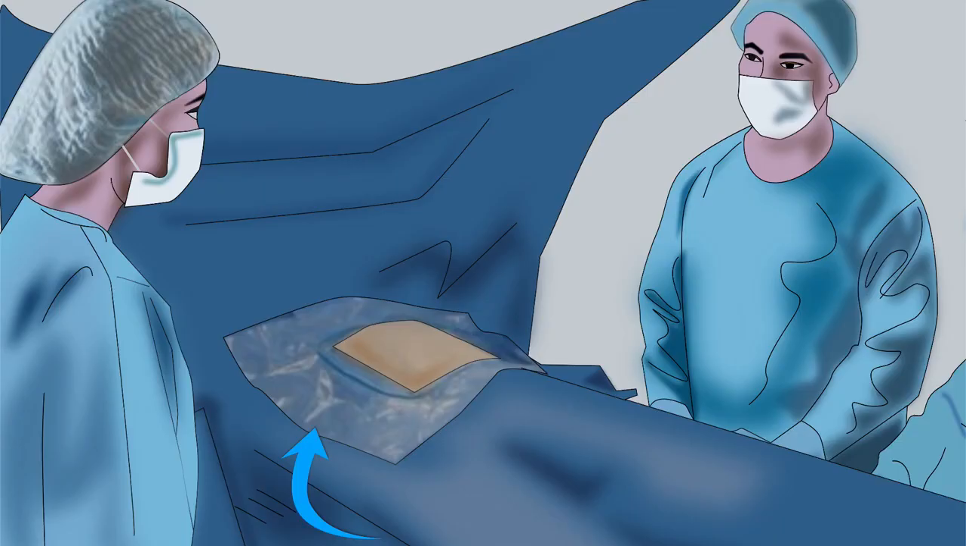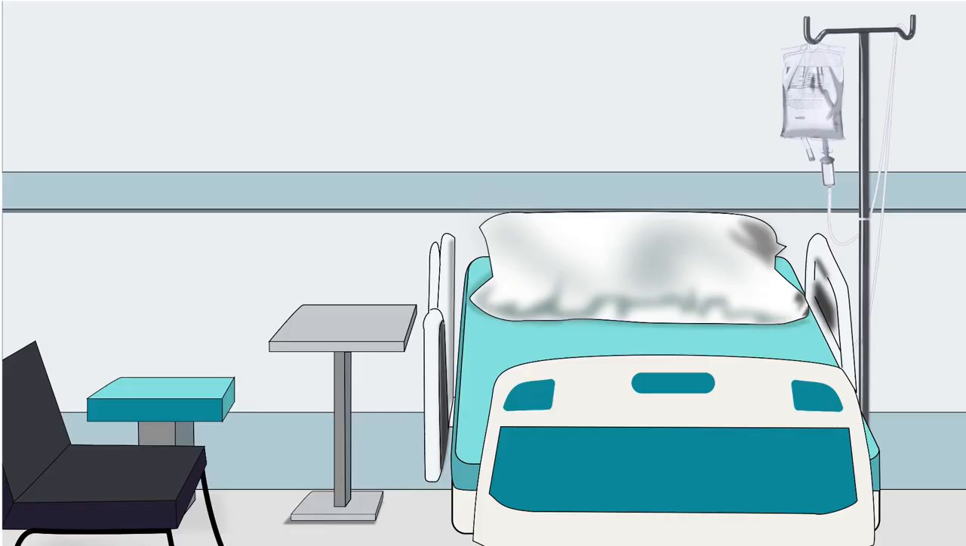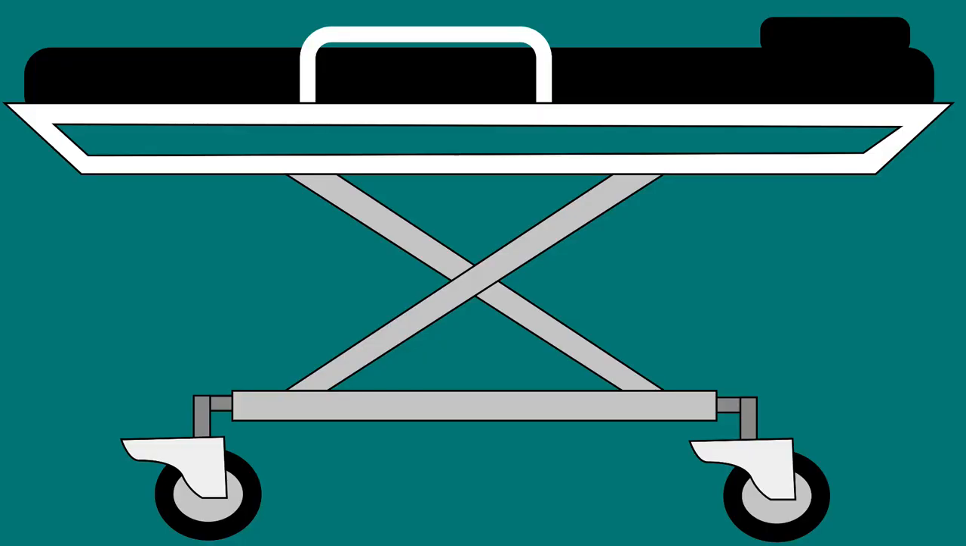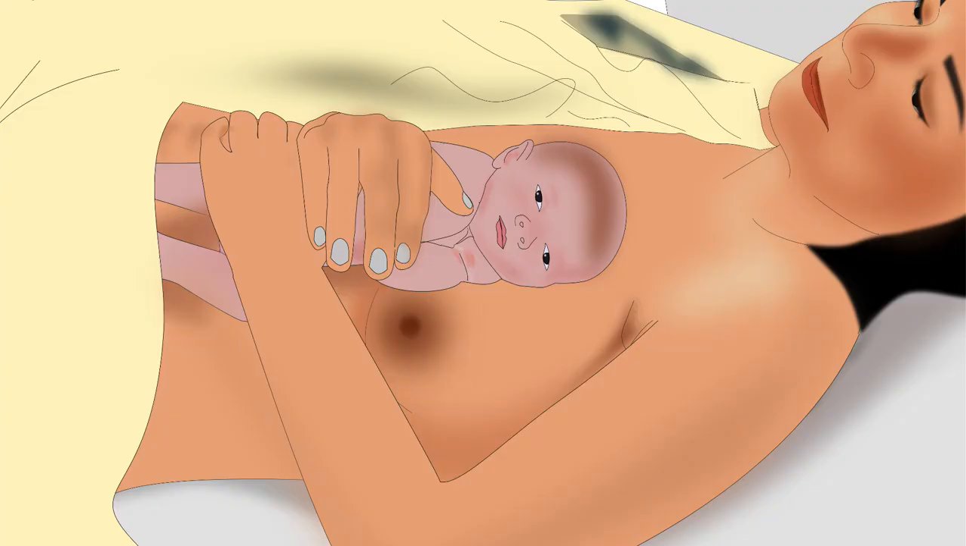At this stage, the sterile drape has been removed. The mother is ready for transfer to the stretcher. She will be taken to the recovery room on the stretcher. Before sliding the mother onto the stretcher, the baby should be repositioned.